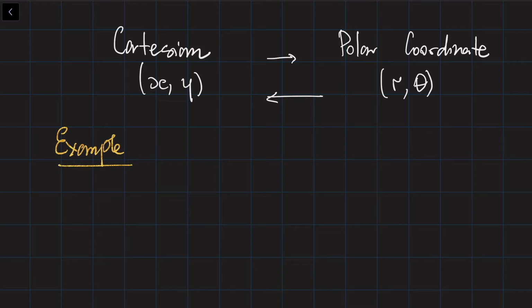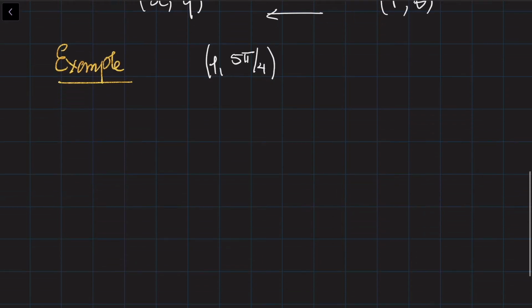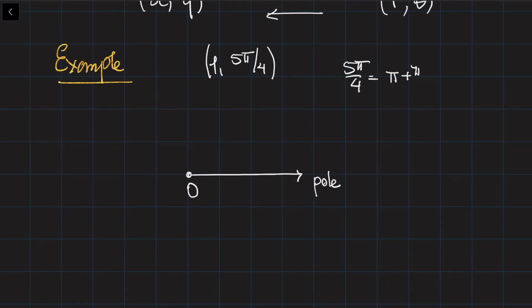Well, let's say we are given the point with the coordinates 1 and 5 pi over 4. In order to draw this point, I'm going to draw the origin and the pole. So that's going to be the pole, and this is going to be the origin. We have to draw, first of all, the angle, which is going to be equal to 5 pi over 4. I know that 5 pi over 4 can be written as pi plus pi over 4. And we know that pi is half a circle, right? So this is going to be pi, and we have to add a quarter of that.